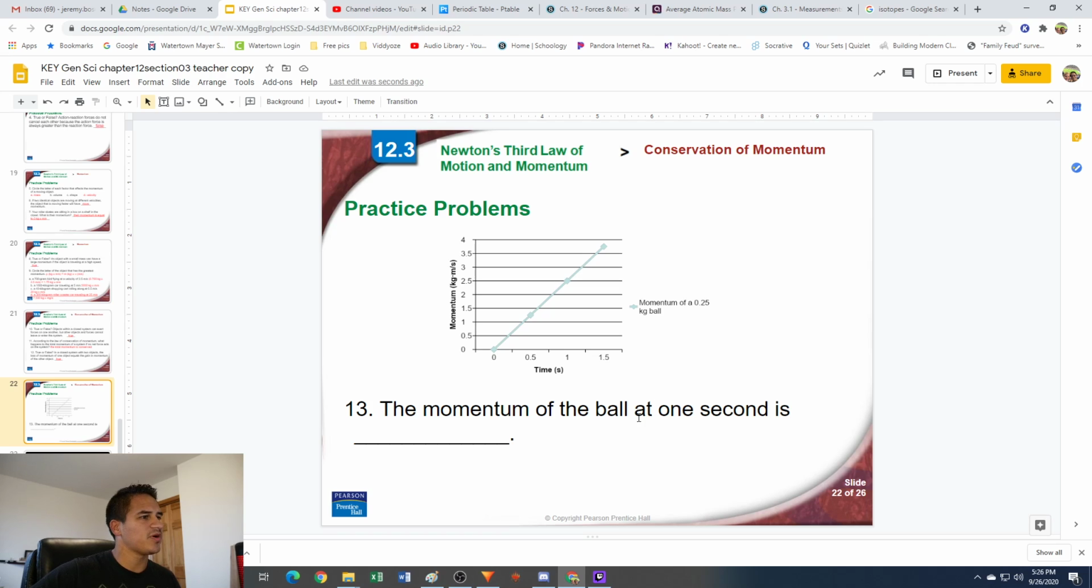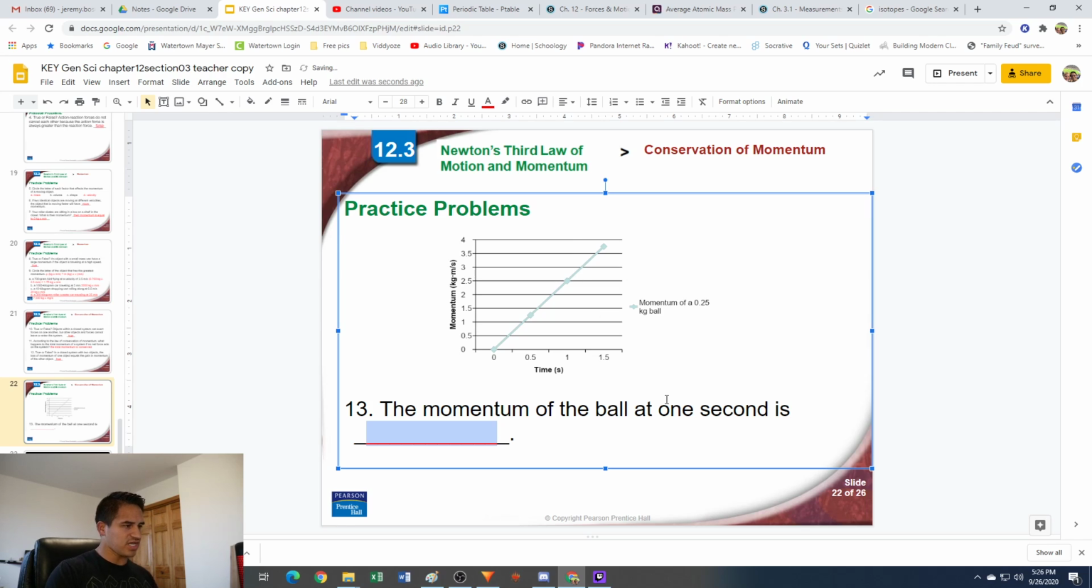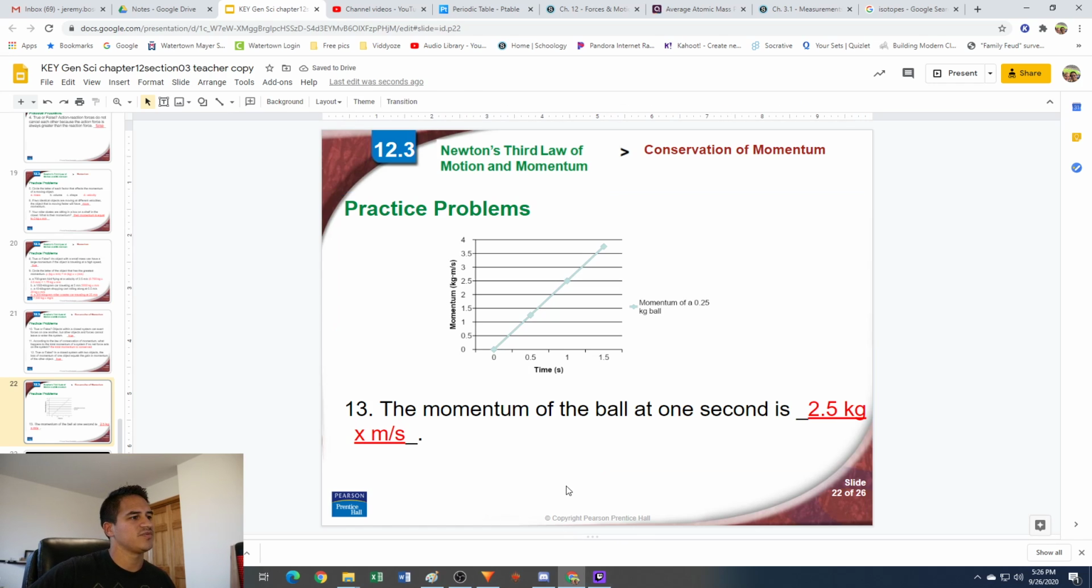All right, last question, number 13. It says the momentum of the ball at 1 second is... All right, so we have a graph. It looks like we have momentum on the y-axis and time on the x-axis. And at 1 second, we have this point here at 2.5 kilograms times meters per second. So the momentum of the ball at 1 second is going to be 2.5 kilograms times meters per second.